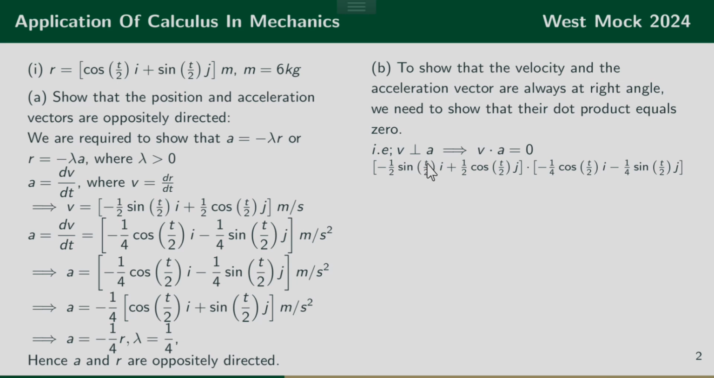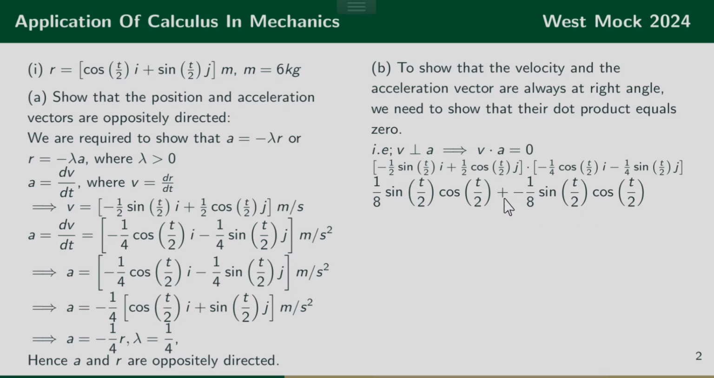So negative half sine t over 2 times negative 1 quarter cos t over 2 gives me positive 1/8 sine t over 2 cos t over 2. That is it. So I add it with the product of the coefficients of the j component. So half cos t over 2 times negative 1 quarter sine t over 2 gives me negative 1/8 sine t over 2 cos t over 2.